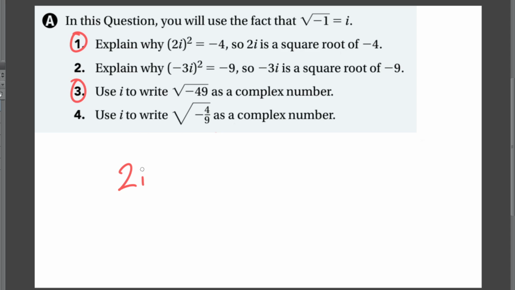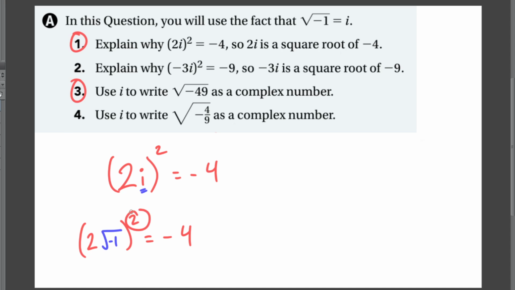2 times i squared is equal to negative 4. Now, what I said on the previous page was that i, right here, is essentially the square root of negative 1. So I can rewrite this as 2 times the square root of negative 1 squared is equal to negative 4. Cool? From here, we have this exponent on the outside, which means we have to essentially have two sets of these being multiplied. So I'm going to continue it up over here.